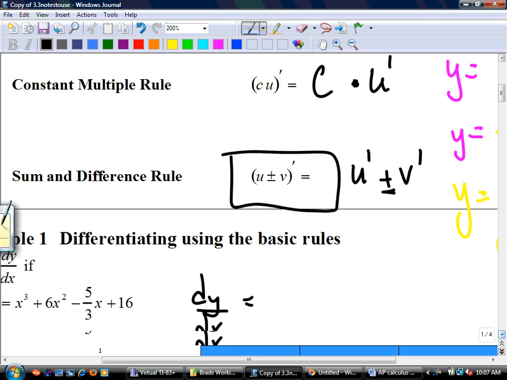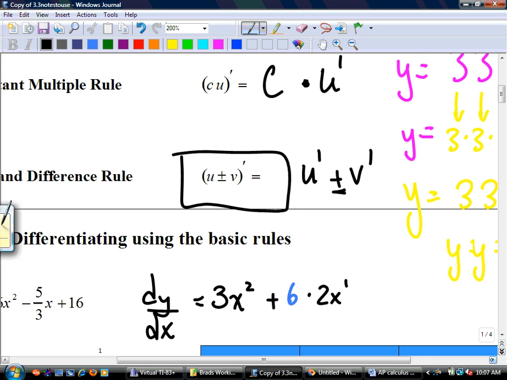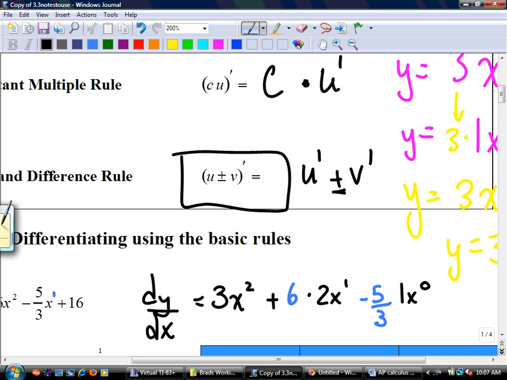So the derivative of x cubed: take the 3 down, x to the power of 2. The derivative of 6x squared: what I just said was leave the 6 alone, cover it up with your thumb. What's the derivative of x squared? 2x to the 1. Okay, minus 5/3 x. Put the 5/3 down, cover it up with your thumb, and then look at the exponent on the x. It's a 1, even though it's not written there. That becomes 1x to the 0. Plus, what's the derivative of 16? 0, because 16 is a constant.